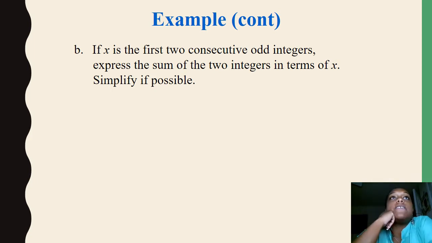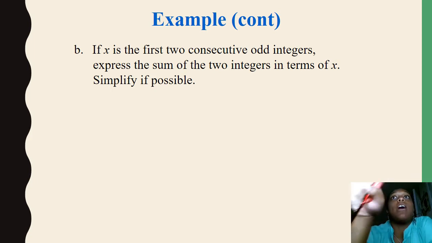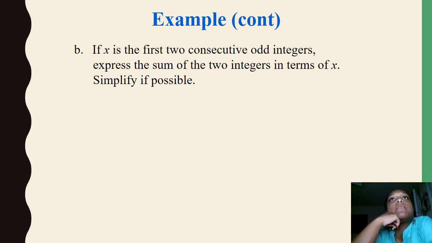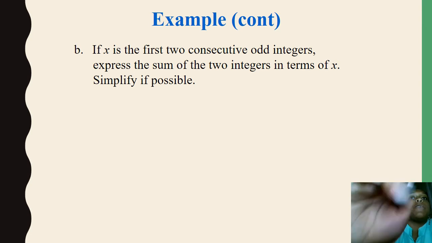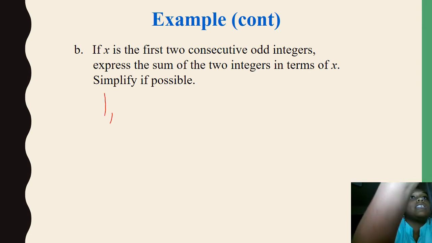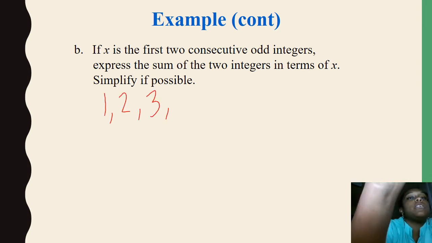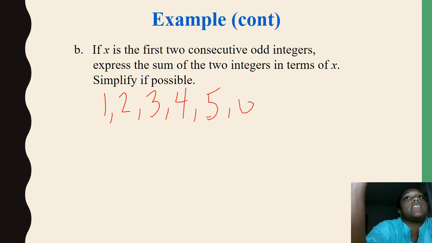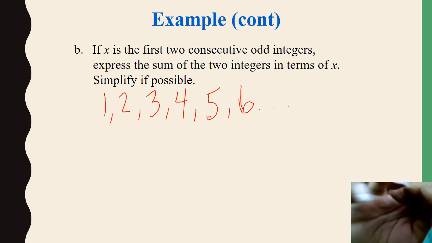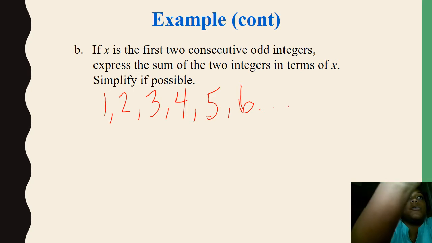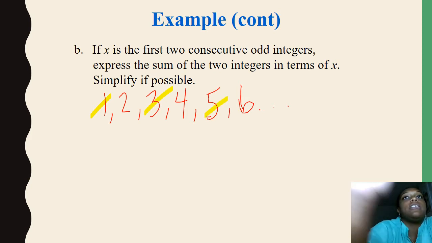Next, it says, if x is the first of two consecutive odd integers, express the sum of the two integers in terms of x. Now, let's think about odd integers. So I'm going to write out a couple of numbers. So if I have 1, 2, 3, 4, 5, 6, and so on and so forth, right? When do I hit odd integers? Well, hopefully you guys say every other number, right?